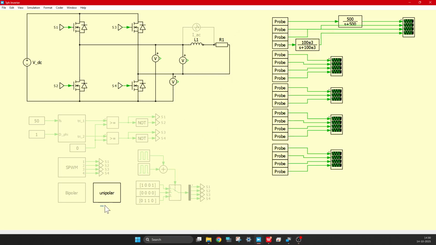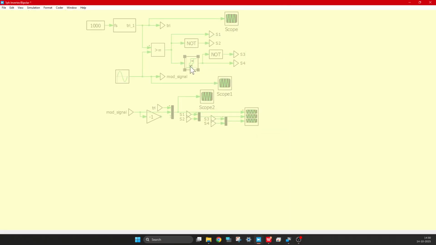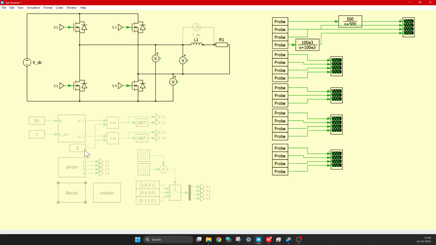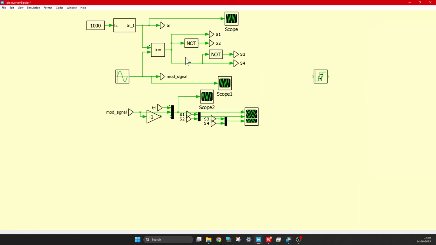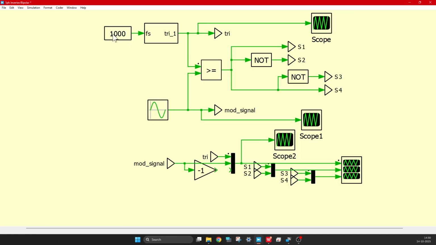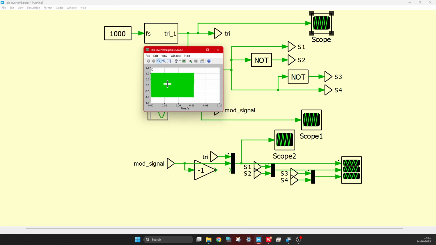Okay. Now let me show you the PWM. PWM is like this. Let me uncomment it. Currently it is commented, so now I have it uncommented. So this is my PWM block diagram. This is 1000, meaning this is the value of the carrier frequency, and this block converts it to a triangular waveform. Now let us see how it is.